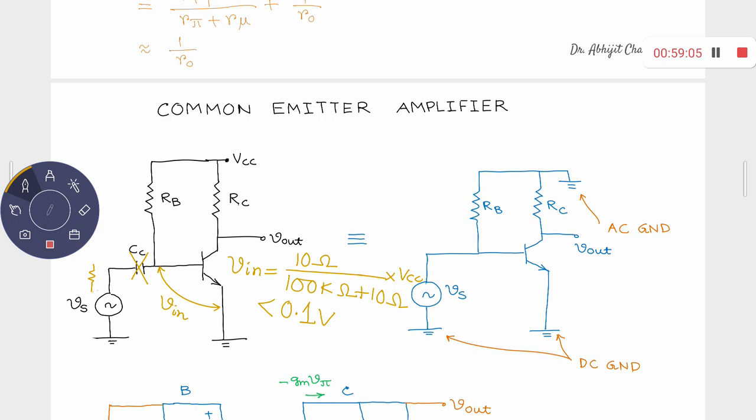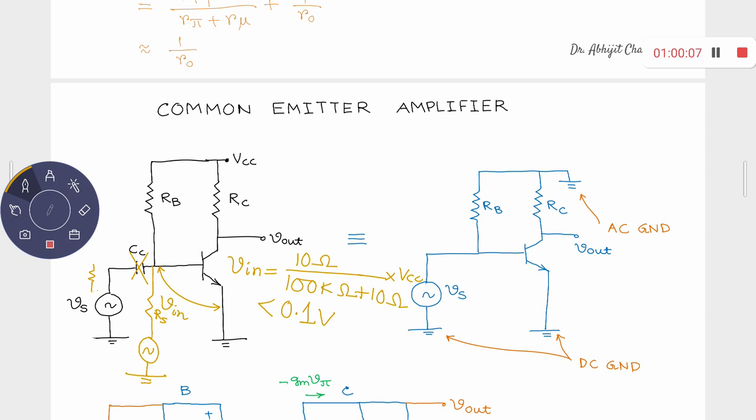But whenever you connect the signal source with a very small internal resistance, typically the signal source resistance is very small. You have a resistance over there. So this resistance is there. What is that voltage? Typically it is small. And since the voltage is very, very small with respect to, say, 0.1 volt, in the range of few millivolts, therefore it will drive the transistor into cutoff.